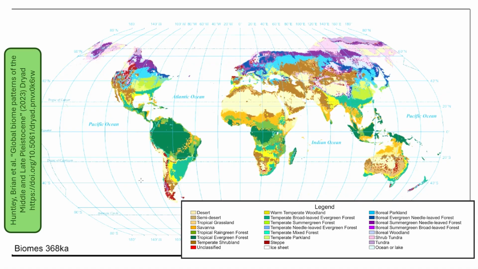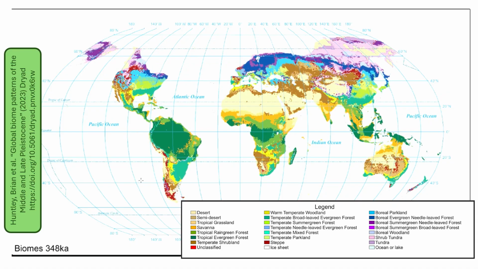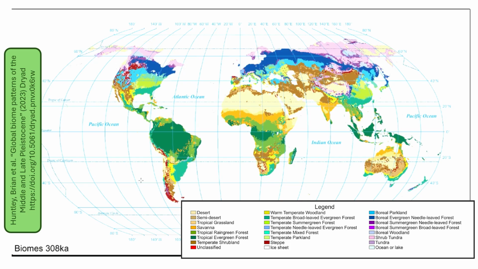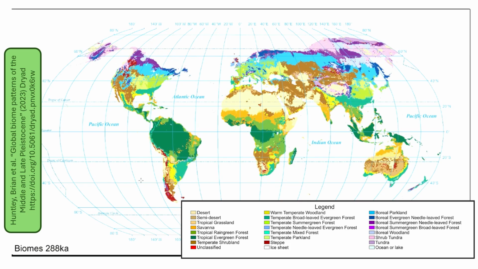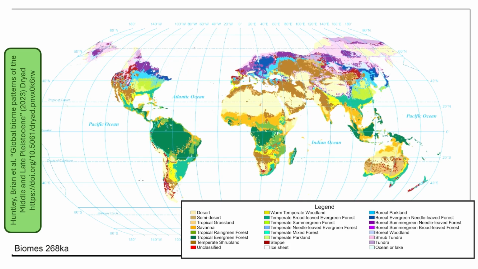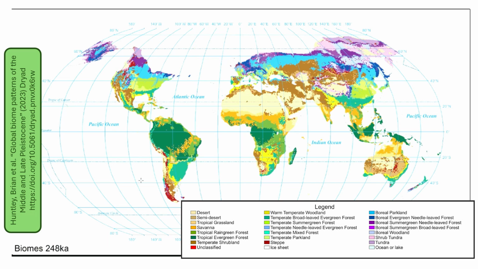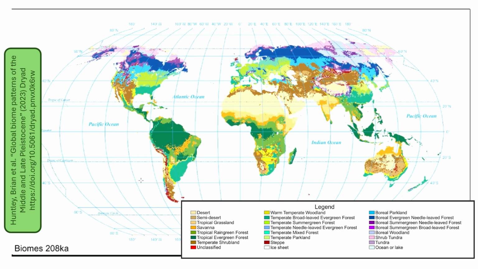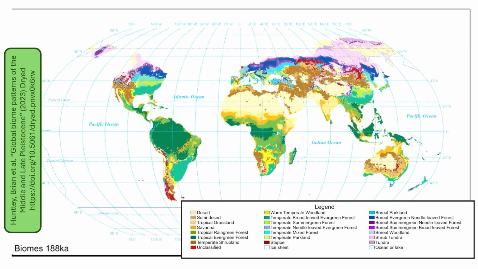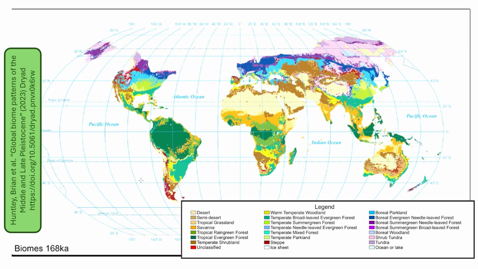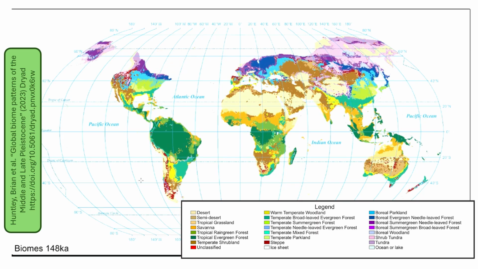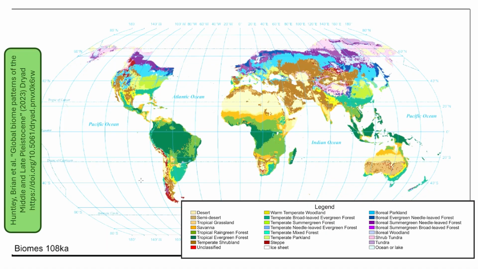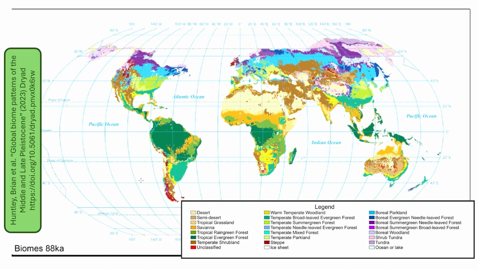In 2023, Brian Huntley and his research team published a remarkable reconstruction of past vegetation patterns. Using pollen preserved in sediments and other fossil evidence, they reconstructed global biome distributions over the past 800,000 years. This data set shows how major vegetation types shifted during glacial-interglacial cycles, revealing large changes in the distribution of forests, grasslands, tundra, and deserts across different latitudes.